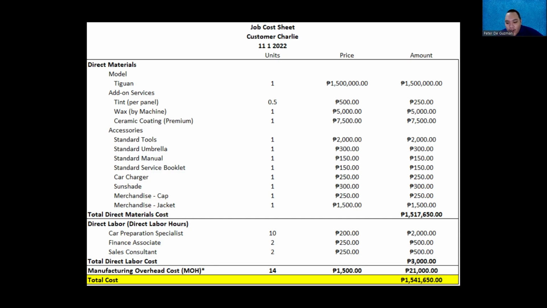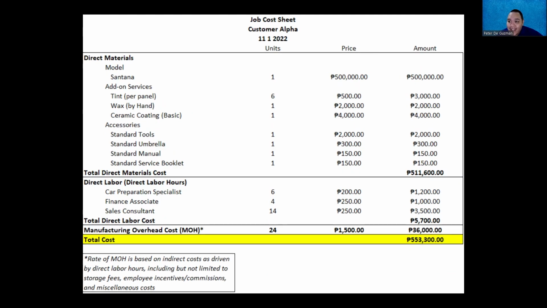And then there are corresponding costs associated. This is per hour, and then we multiply it by the number of units. And then we get the corresponding total direct labor cost for each customer, Alpha, Beta, and Charlie. So we now move on to the manufacturing overhead cost.